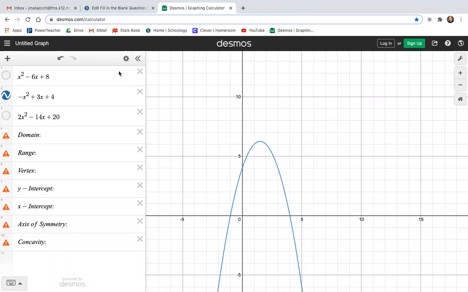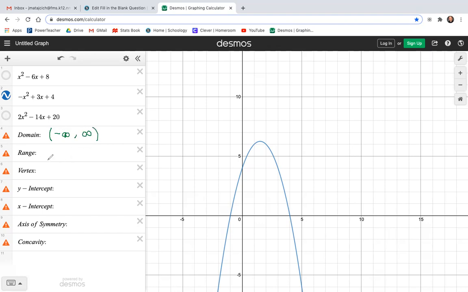Okay, so the domain for this function, I'm starting off with negative x squared right over here. The domain is, again, really easy to do. The x values can be anything for these functions. So the domain is going to range from negative infinity all the way up to positive infinity.